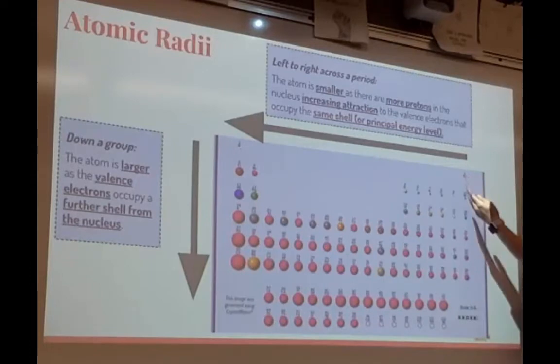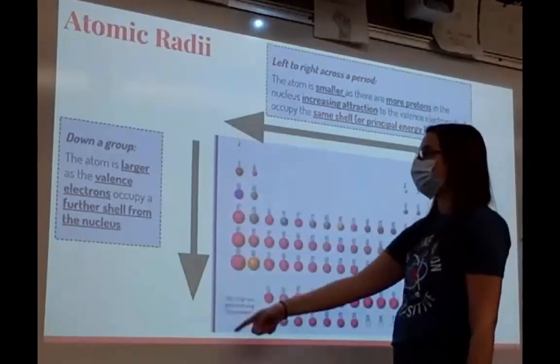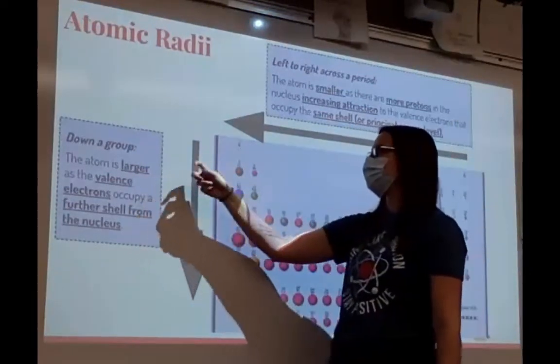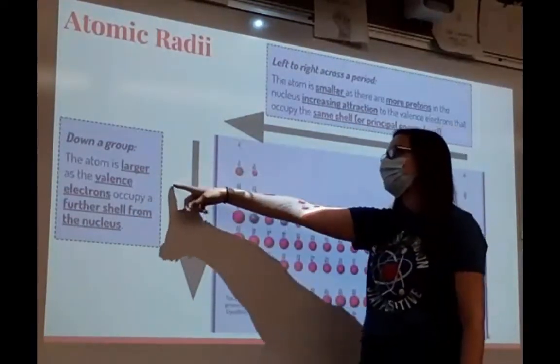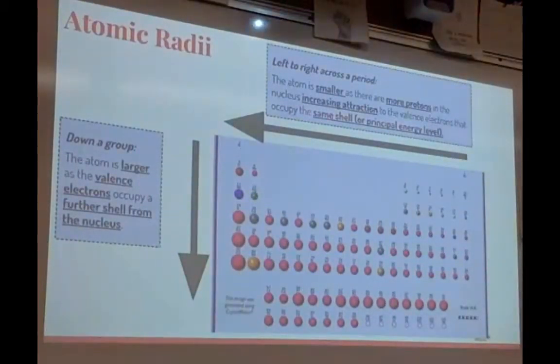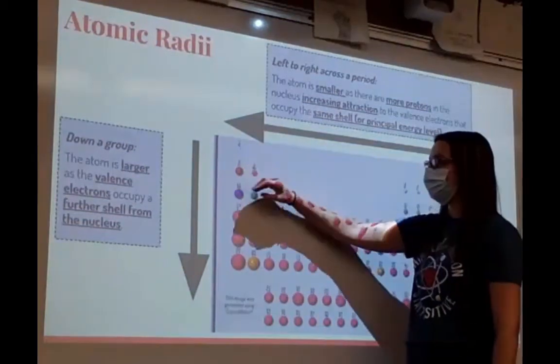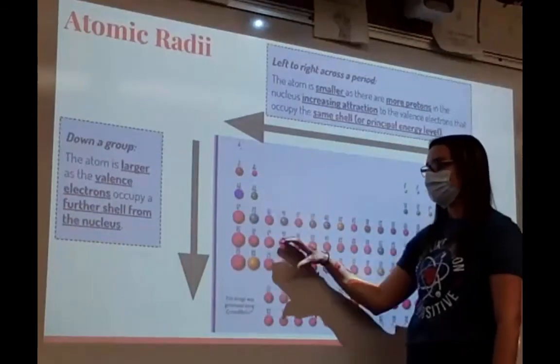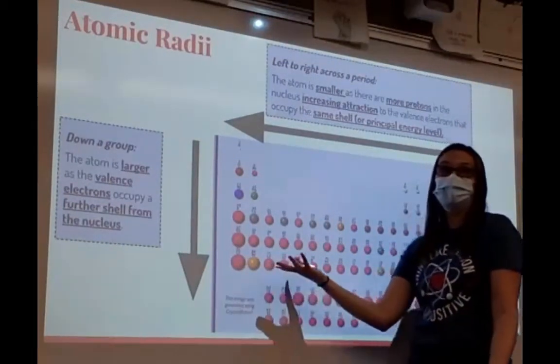Right? In reality, it's helium, but we ignore our noble gases, so we'll look at fluorine. As we go down a group, here's why atomic size increases. As we go down a group, the atom is larger as the valence electrons occupy a further shell from the nucleus. So the valence electrons are occupying an energy level that gets farther and farther from the nucleus, making that atom larger.